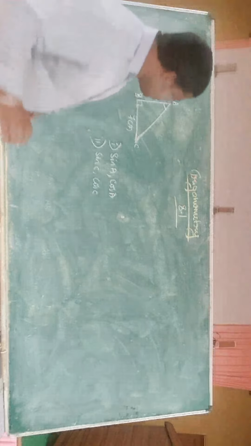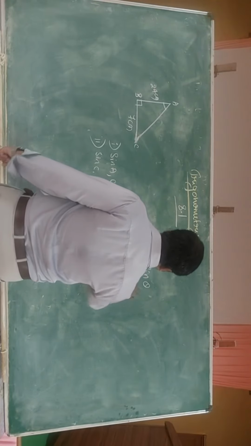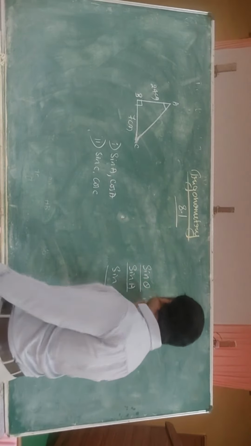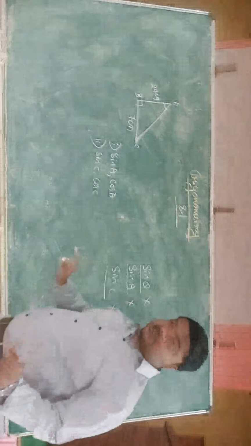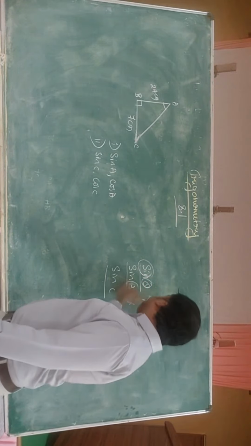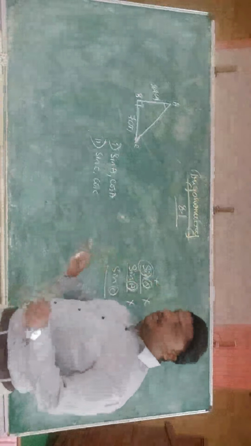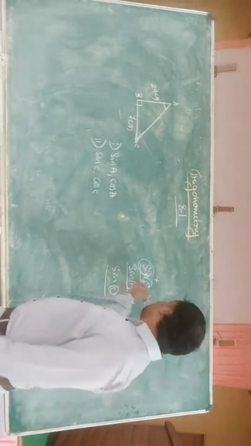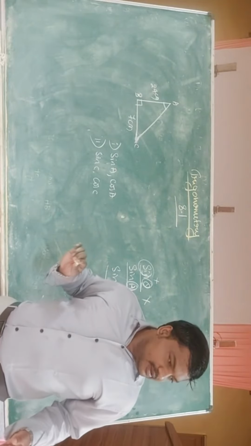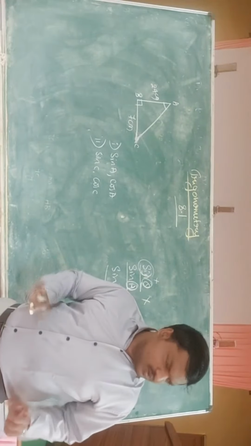And one more thing, most of the students think that sin theta, sin A, sin C are multiplications, products. These are not the products. Sin is a function, and theta, A, C is an angle. If you are only writing sin, it doesn't give any meaning. If you write the function along with the angle, then only it will give some meaning. Are you getting me? Don't think that sin theta means sin and theta are multiplied. No, not like that. Okay?